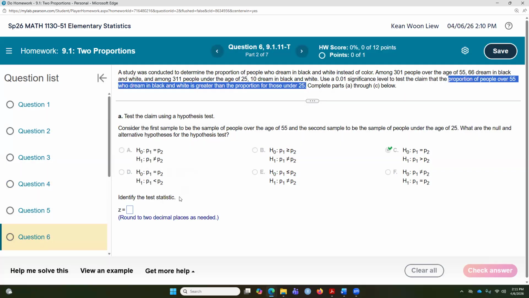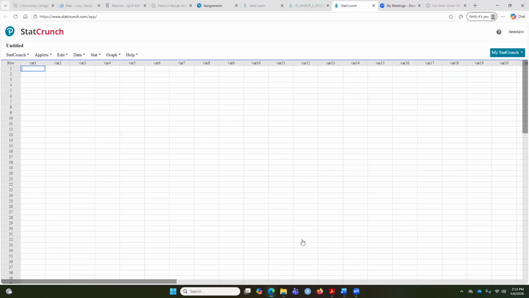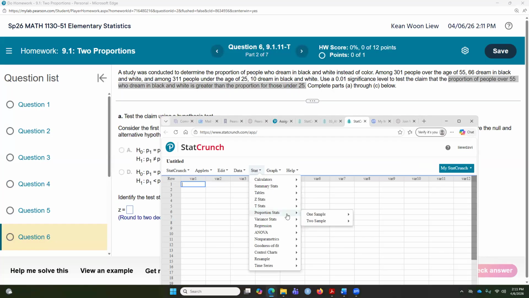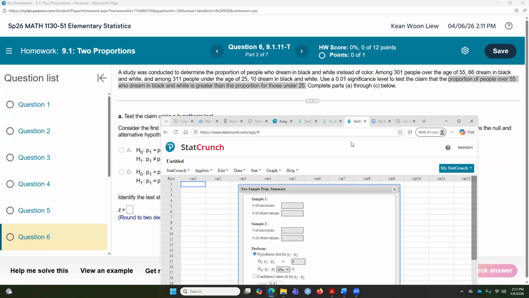The second step is to find the test statistic. Now you need to use StatCrunch because the question doesn't give us that table. So under StatCrunch, we go to Stat, Proportion Stats, Two Sample. Last time you did one sample; this time we do two sample with summary. Last time we did one sample with summary. This time we do two sample with summary, and you have to enter two things. The first one is sample 1, the number of successes.